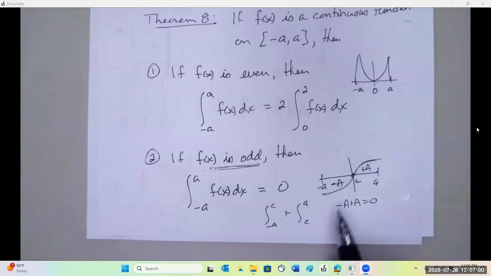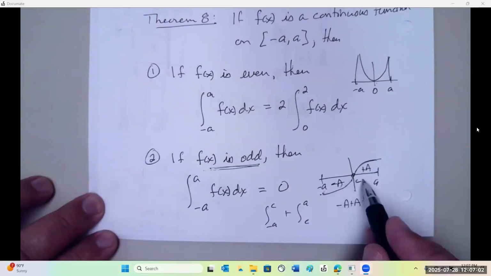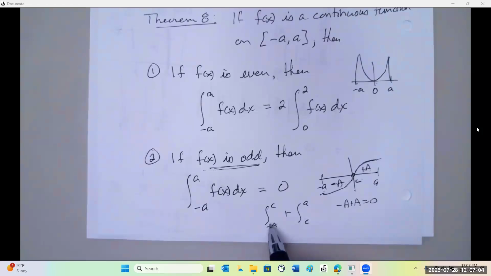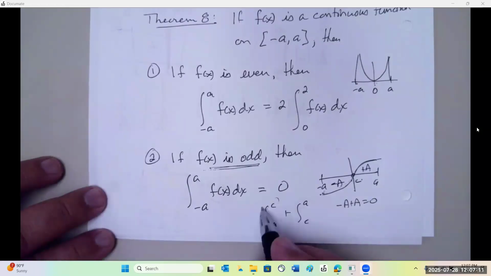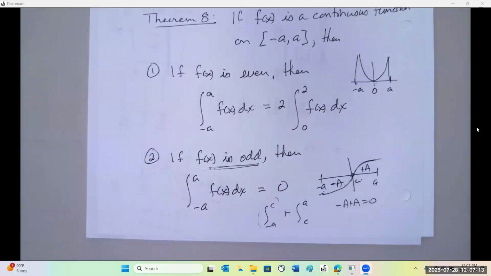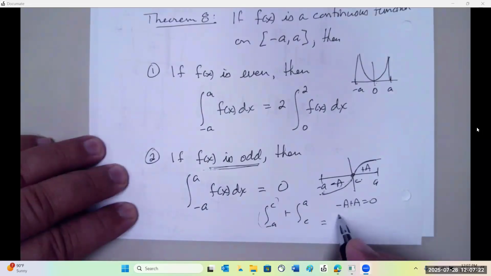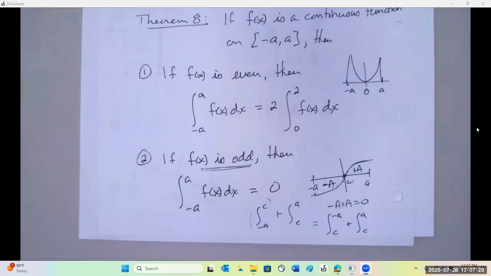Or is there another way? Because we know this part from negative a to c is going to be negative. Is there a way we can change the sign with this one? Because we know this one, since it's below the x-axis, is going to give us a negative answer. Without using absolute values, how can we change that? C to negative a. Change the bounds of integration. If you change the bounds of integration, then you change the sign of the function.